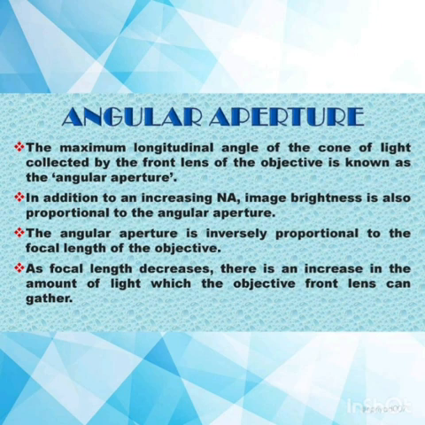Next, angular aperture. The maximum longitudinal angle of the cone of light collected by the front lens of the objective is known as the angular aperture. In addition to an increasing numerical aperture, image brightness is also proportional to the angular aperture. The angular aperture is inversely proportional to the focal length of the objective. As focal length decreases, there is an increase in the amount of light which the objective front lens can gather.